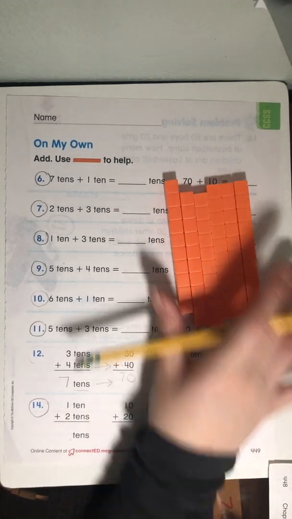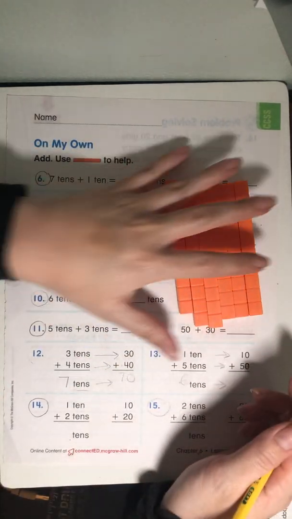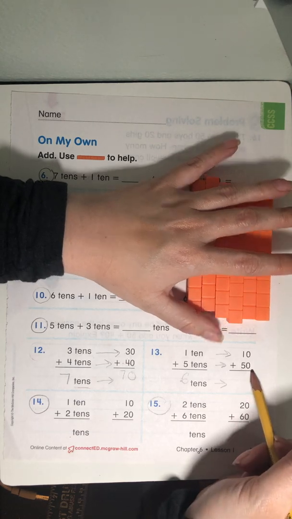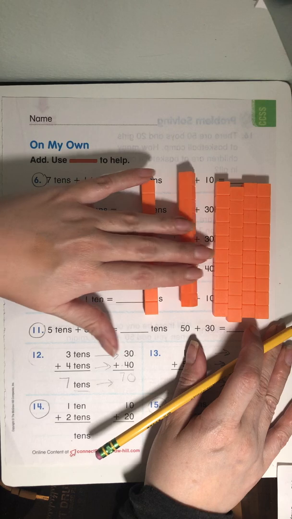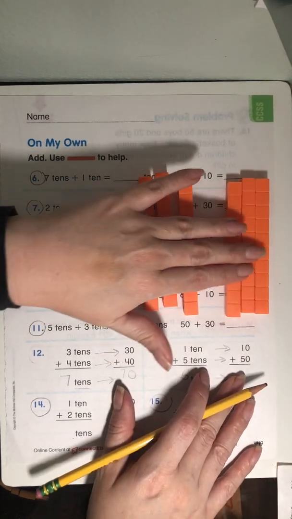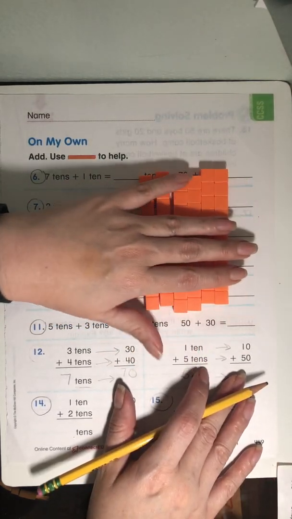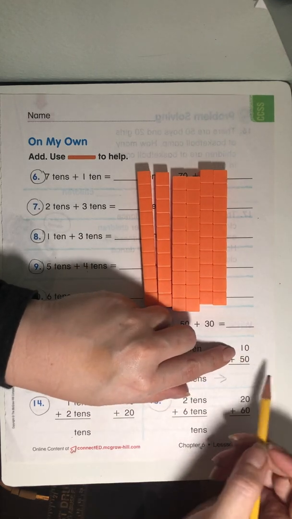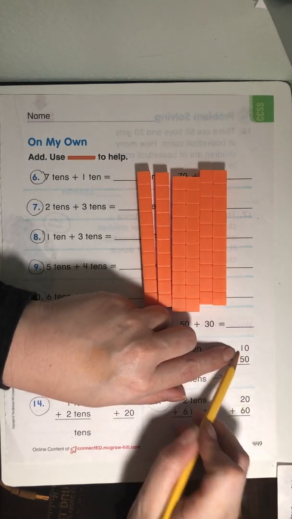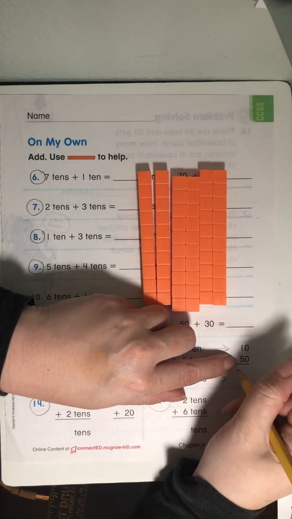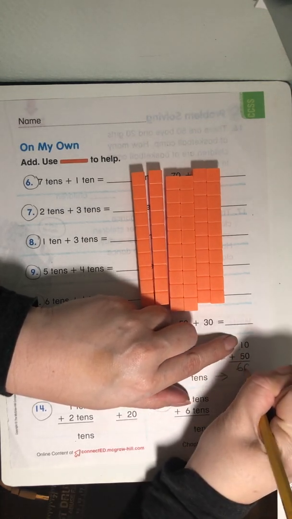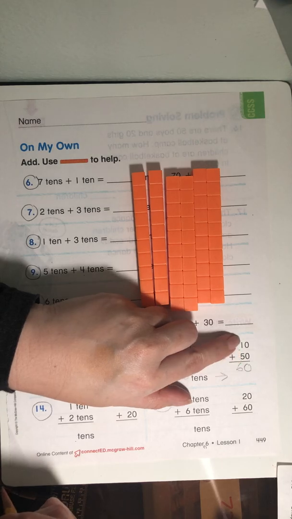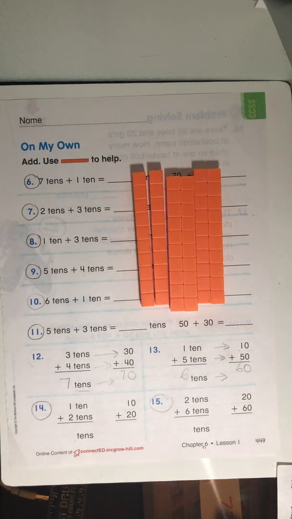Now I can do this 2 ways. To find 10 plus 50, I can count these by tens. I can go 10, 20, 30, 40, 50, 60, or I can look at my numbers and say, okay, 1 plus 5 equals 6, 0 plus 0 equals 0. So I'm adding down like this. Okay.